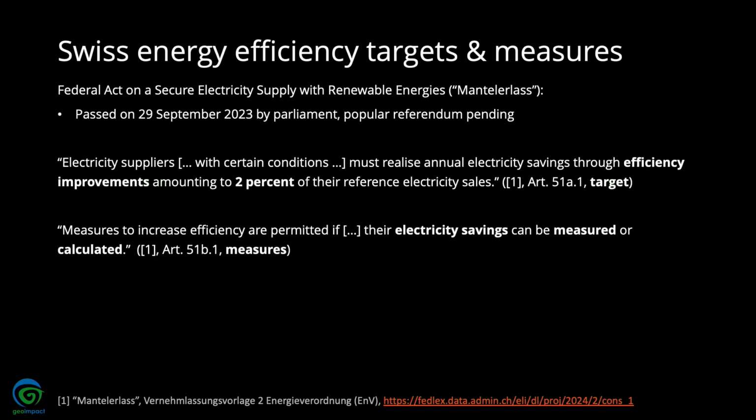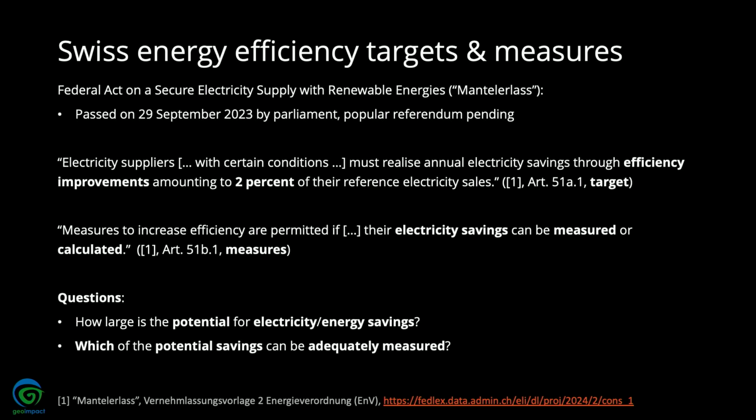So for me, the question pops up first: how large is the savings potential in Switzerland? I'm also interested here more in the building part, but overall energy savings potential, not only electricity. Then which of these potentials can actually be measured, and how large is the overlap? Because although the English language suggests that measures are measurable, it may be a surprise that today maybe not all measures are actually measurable, and this act, of course, only acts on the measures that are actually measurable.